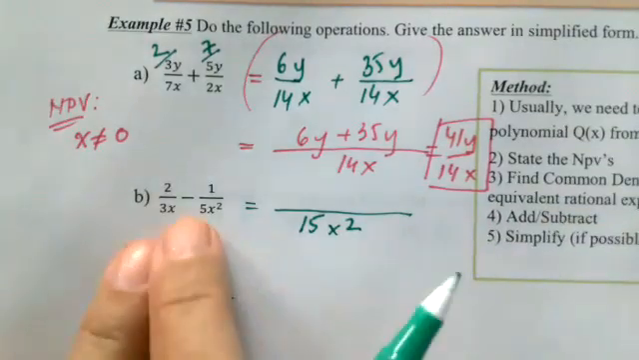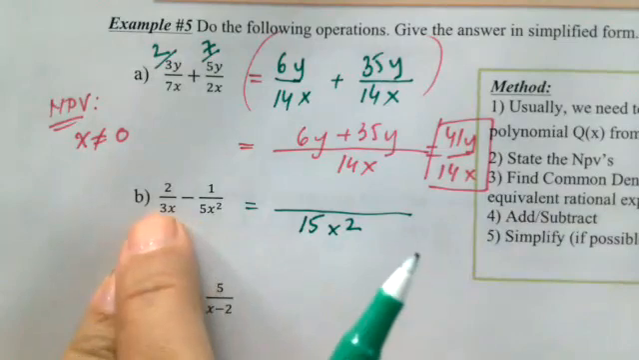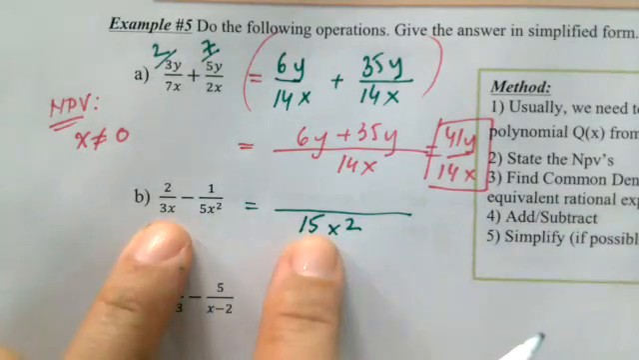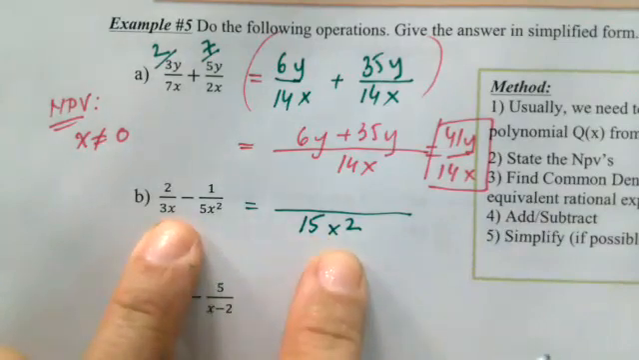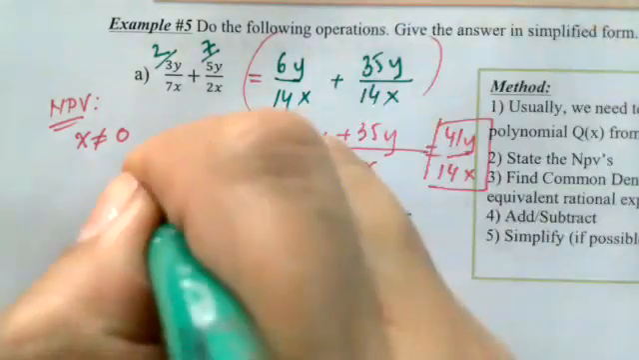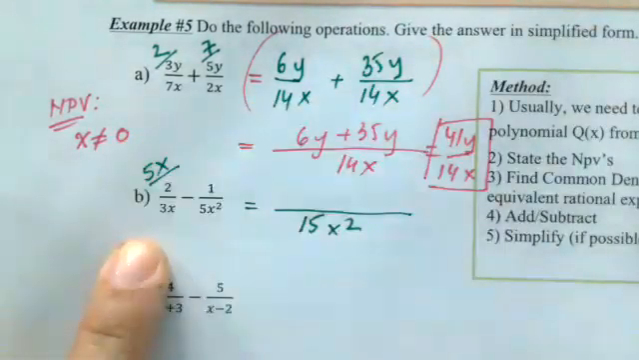And now I look at individual fractions again. From 3 to 15 is times by 5. From x to x squared is times by x, right? So I have to times by 5x at the top there.